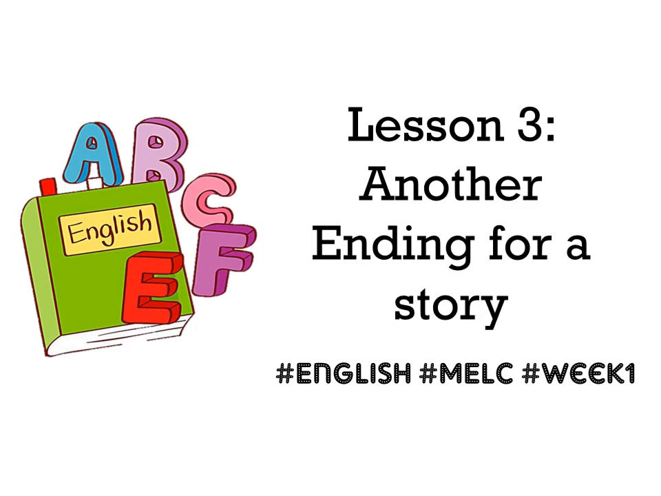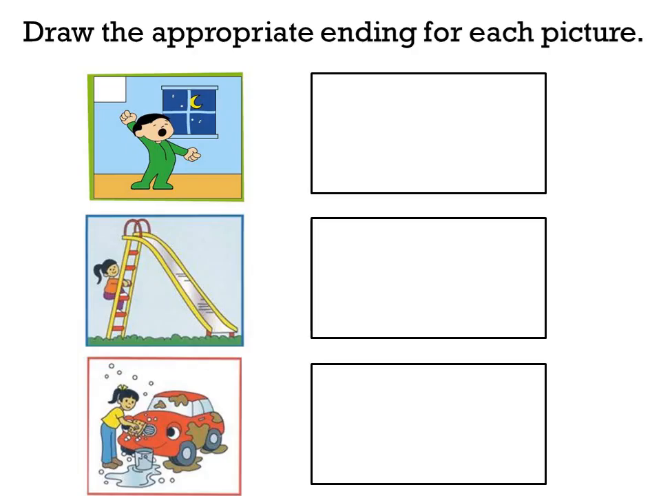So another ending for a story. So now, for your activity, you need to draw the appropriate ending for each picture. So I have here 3 pictures, and let's think what could be the ending based on the picture. So the first one is, it's a boy yawning and it's nighttime. The second picture is a girl is about to slide. And the third picture is about a girl who's cleaning the car.